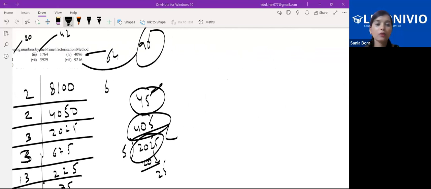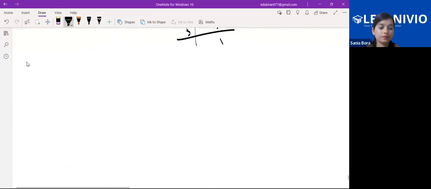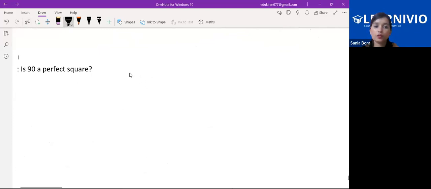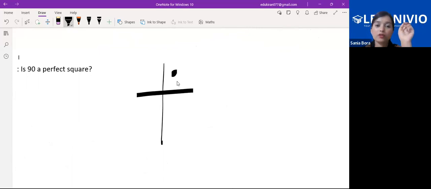Okay. Now, let's just start with the next one. Did we do this question? Is 90 a perfect square? Okay. Now this is a question. Is 90 a perfect square? So through prime factorization you have to find. So if it is for one marker, you will just use that trick. But if it is for three marker, you need to show it.